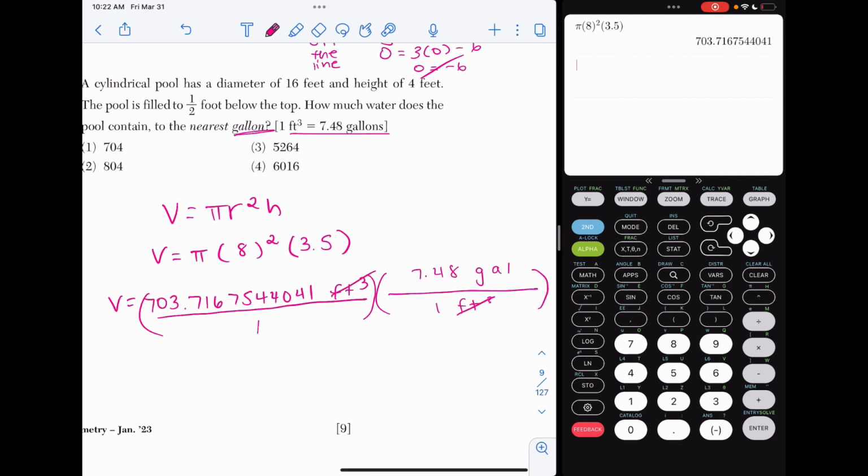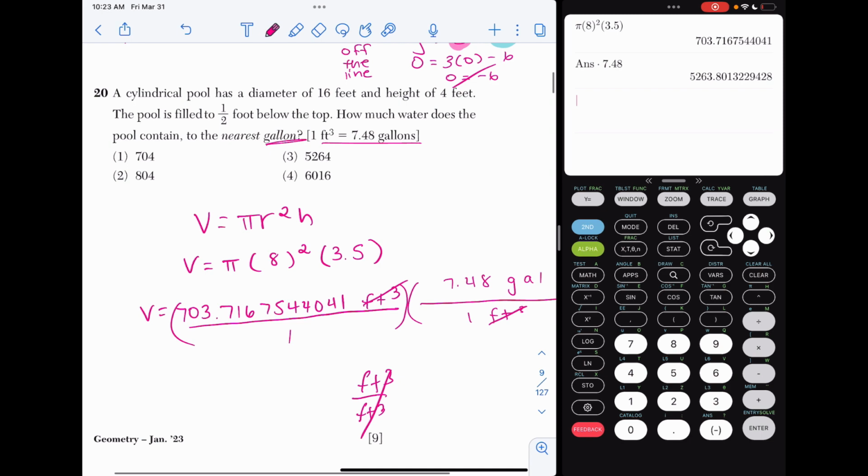So you might be like, why is the 7.48 in the numerator rather than the denominator? We need the cubic feet to cancel out. And that means we need them in diagonal location so that we could do that, right? Because if I multiply that out, I'd get cubic feet over cubic feet. And that cancels and gives us 1 or reduces to 1. So I'm going to multiply my answer by 7.48. And I get 5,263.8 to the nearest gallon. That's choice 3.